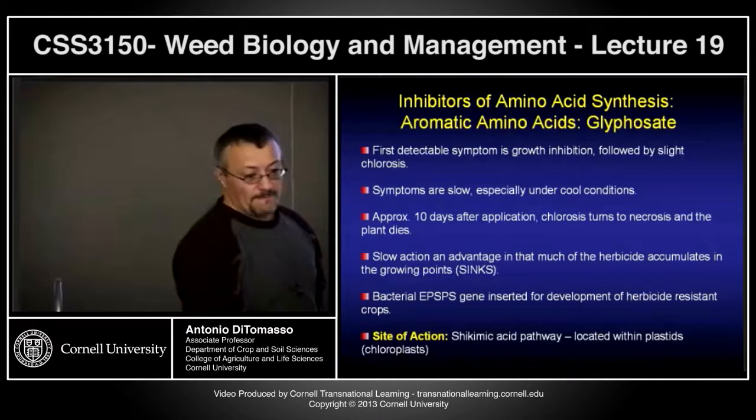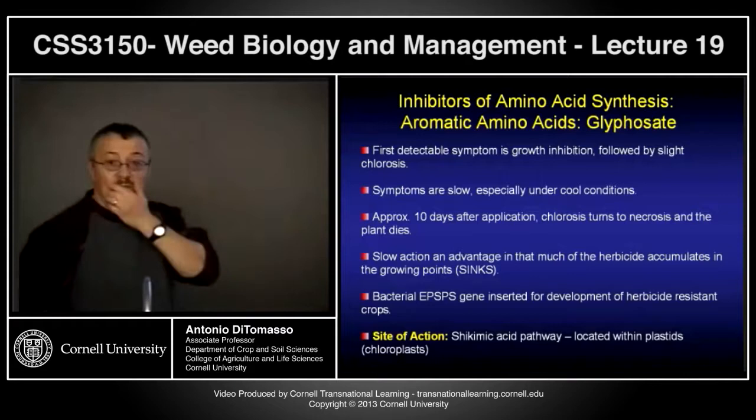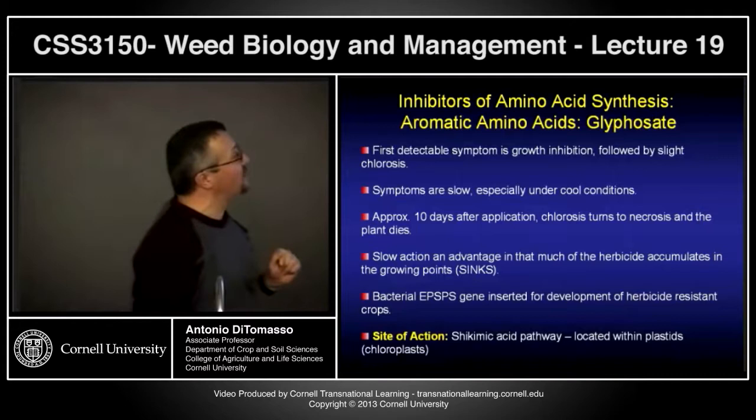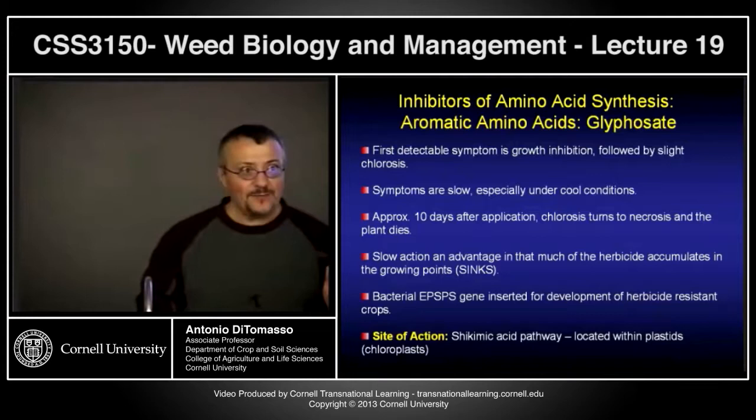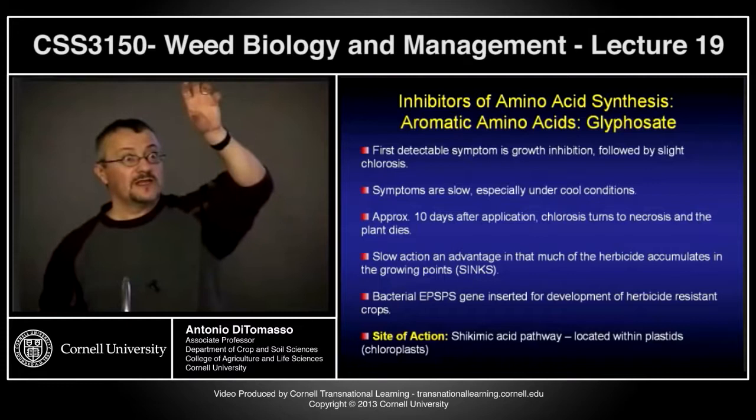So here are some general characteristics of this group, which is glyphosate. First detectable symptom is growth inhibition, followed by a slight chlorosis. So you all know, if you've used Roundup, you're not going to see the plant dead in a day or two or 3 or 4 or 5. You start seeing a yellowing at the growing tips, and it's going to take a couple of weeks before the plant is what you would consider gone.